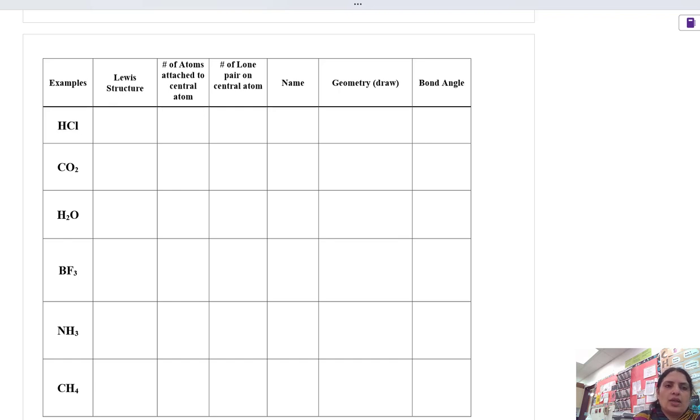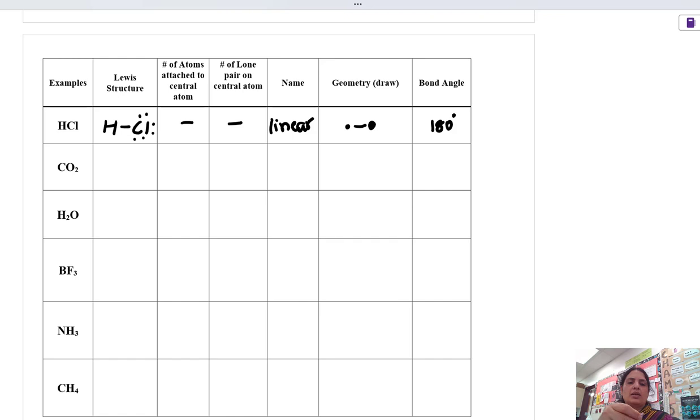The first one is HCl. The first thing you have to do is draw a Lewis dot structure. For HCl, we learned how to draw the Lewis dot structure, so this is the Lewis dot structure. In this case, there is no central atom, and so no lone pairs. So this is going to be a linear shape. The way you can draw the geometry is like this, and the bond angle is 180 degrees.